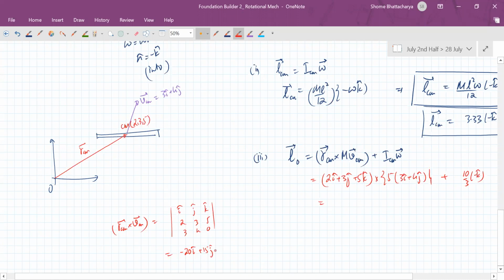How did omega act as minus k cap, can you explain? Omega is clockwise, so it's going into the plane. Into the plane is the Z axis, the negative Z axis. So X and Y are like this. Is it clear? Yes.